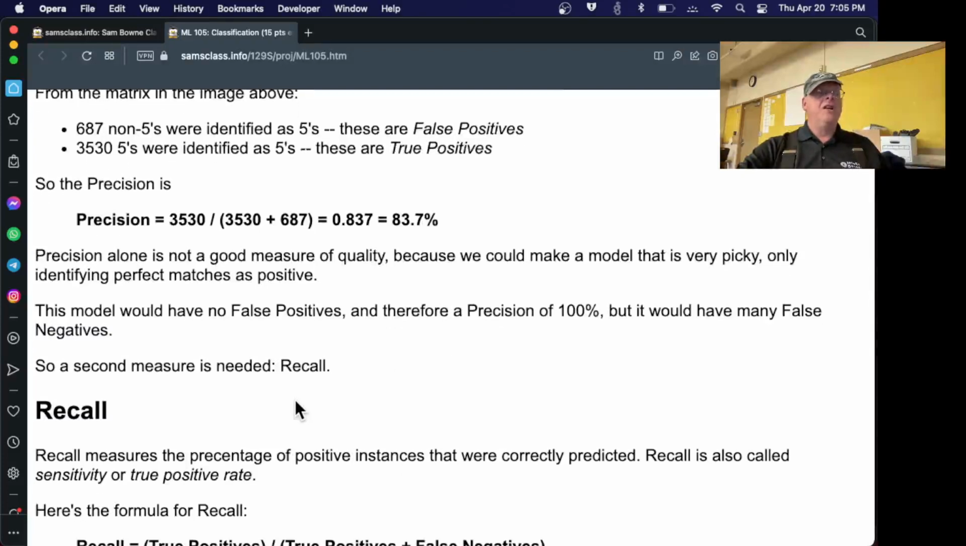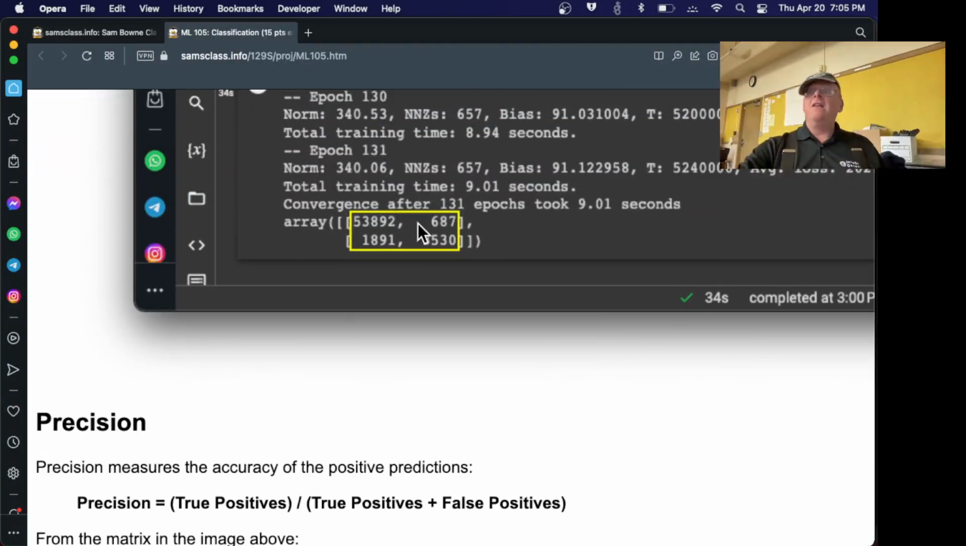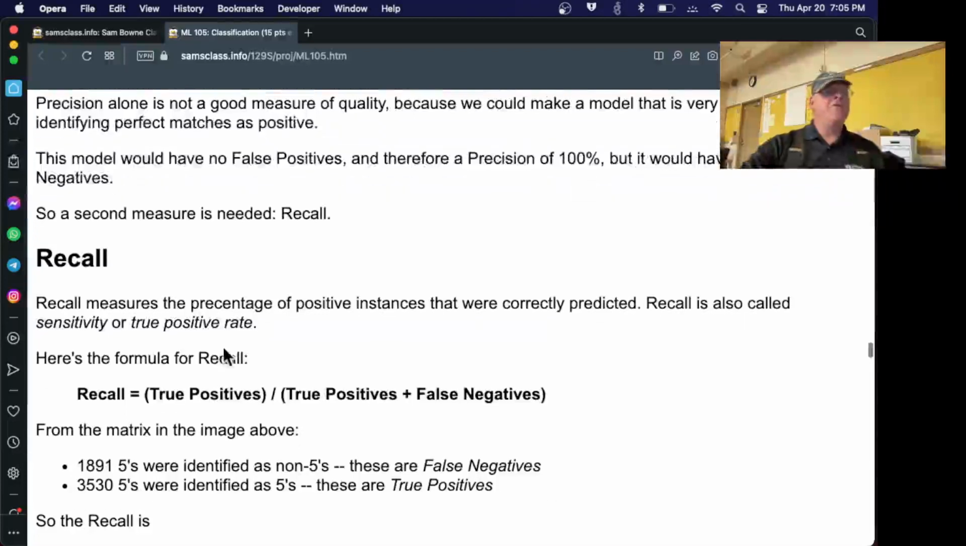Now recall, now there's a problem here. Suppose you raised the threshold to where it was very, very picky, and it would only call it a 5 if it was really, really sure it was a 5. Then this number would get really small. You would have very few non-5s detected as 5s. It would be a terrible model that wouldn't get very many of them right, but it would have a very high precision. It would very rarely have false positives. And as we've talked about elsewhere, false positives are not the only measure of failure. False negatives are also a problem, and that's what recall is for. Recall measures the percentage of positive instances that were correctly predicted.